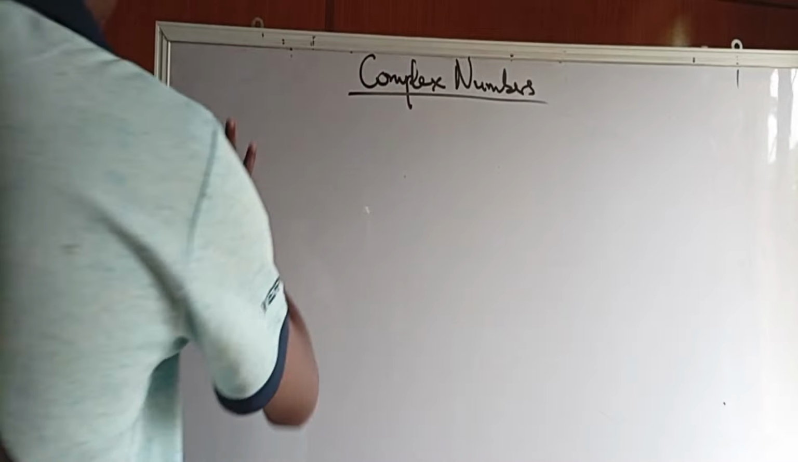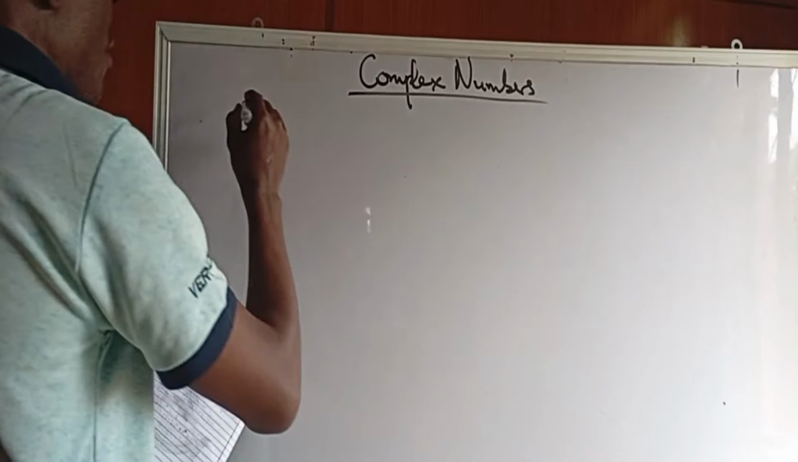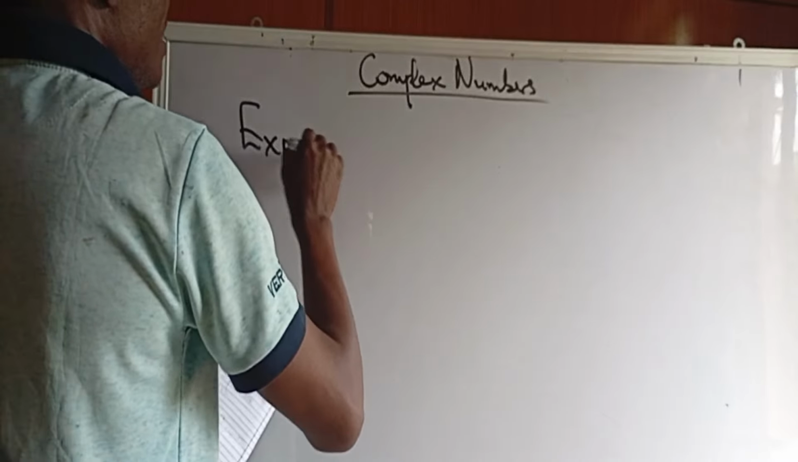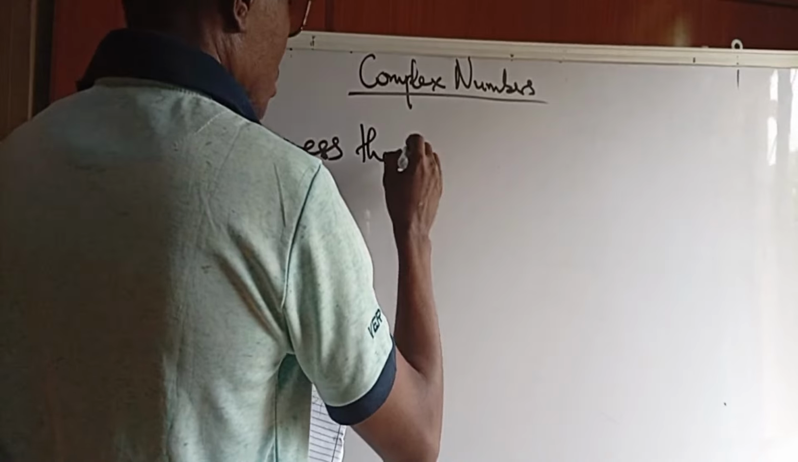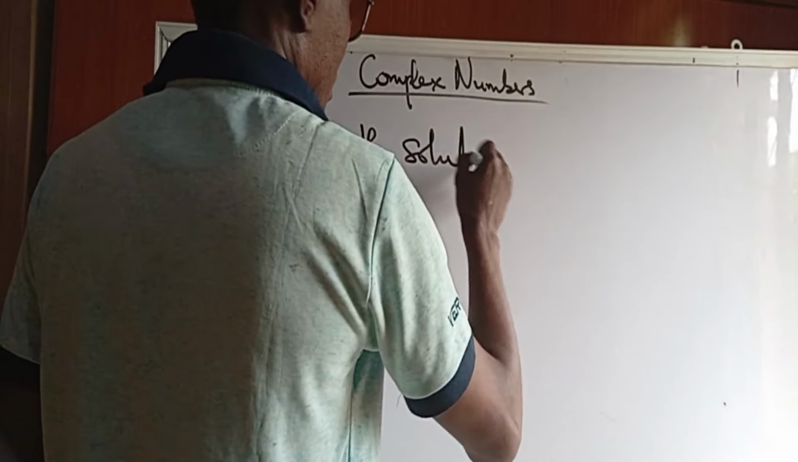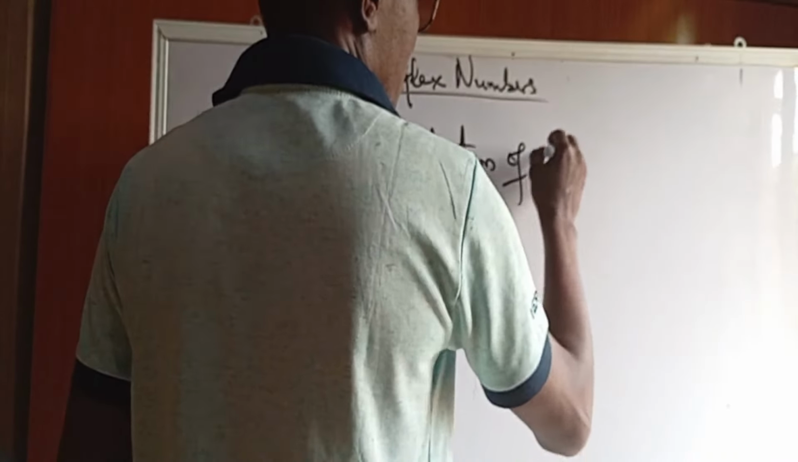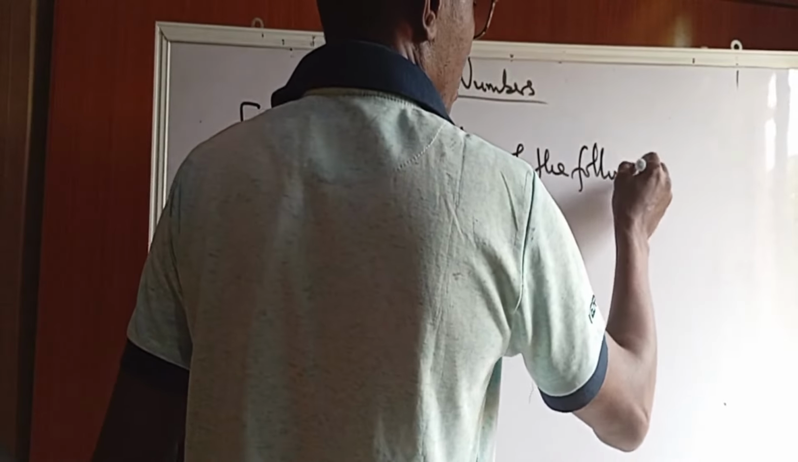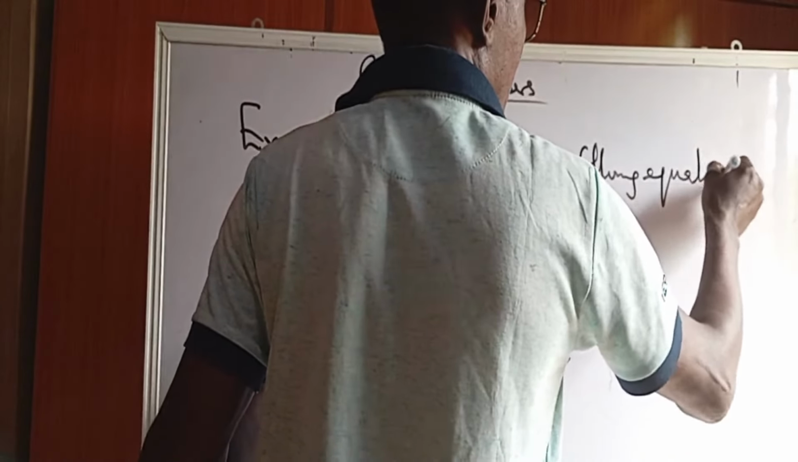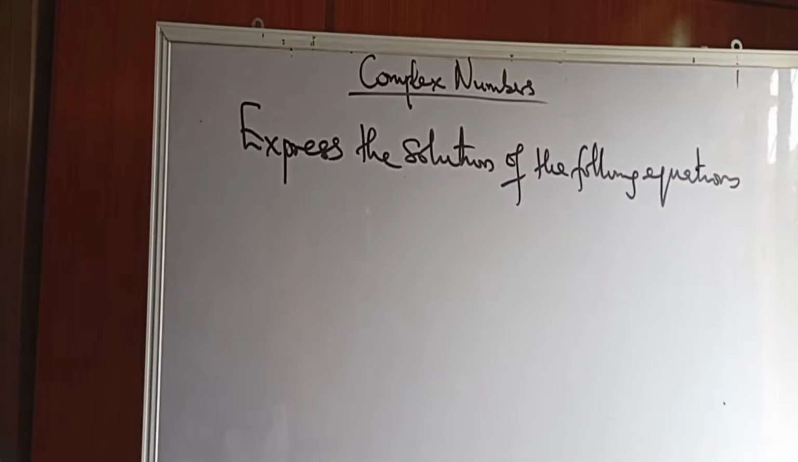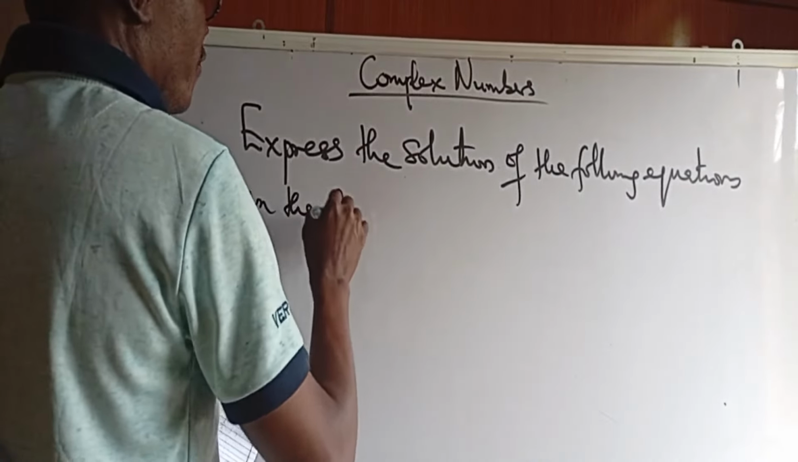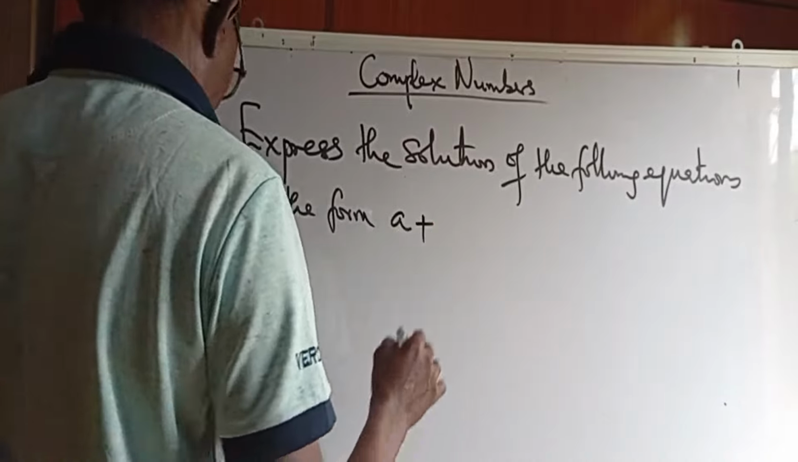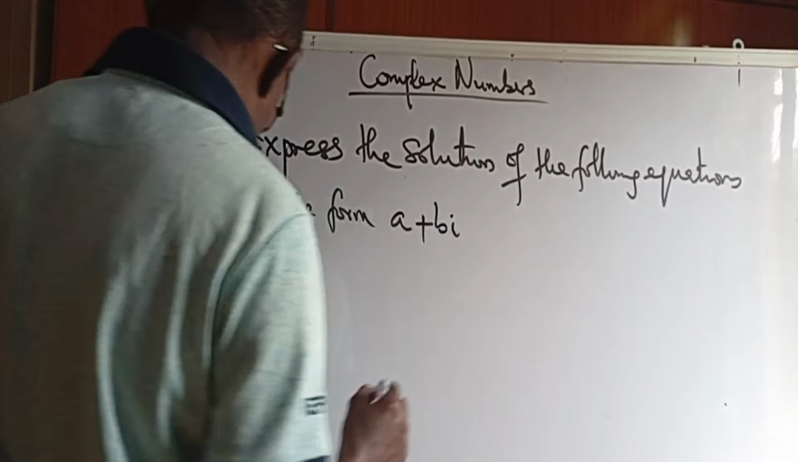Now, we start with solving this problem. Let's look at an interesting question in complex numbers. Express the solution of the following equations in the form a plus bi.